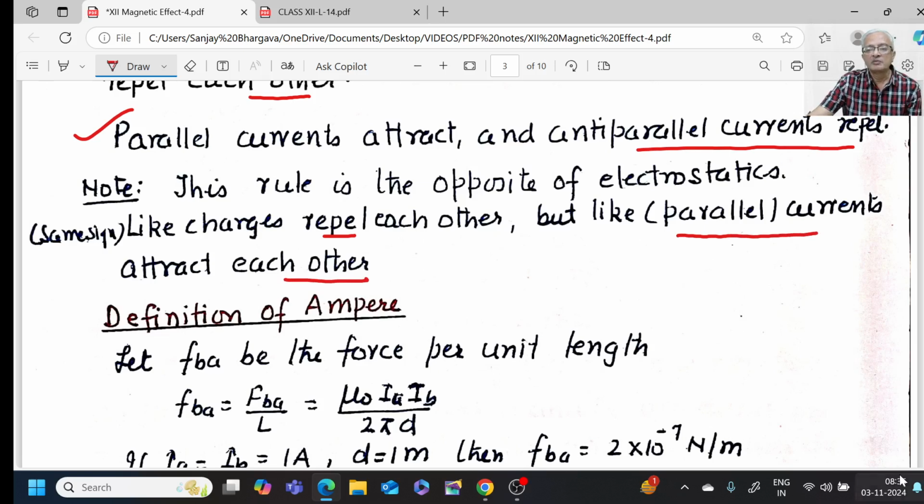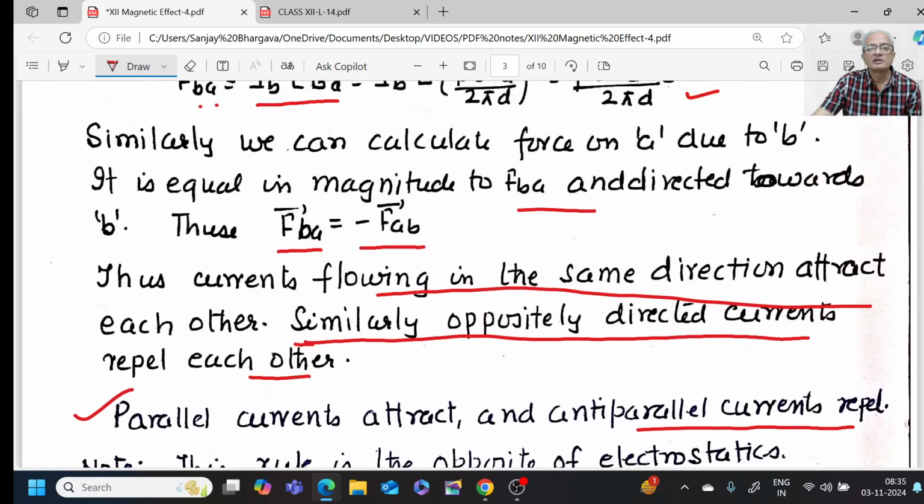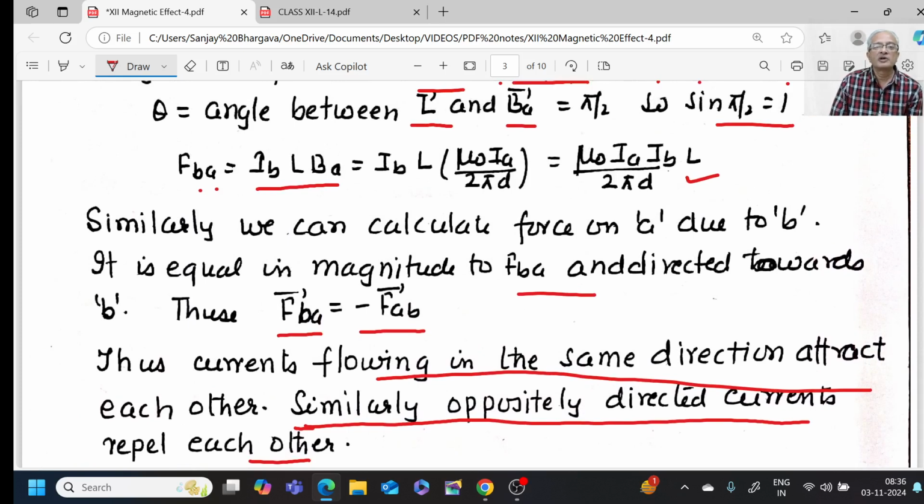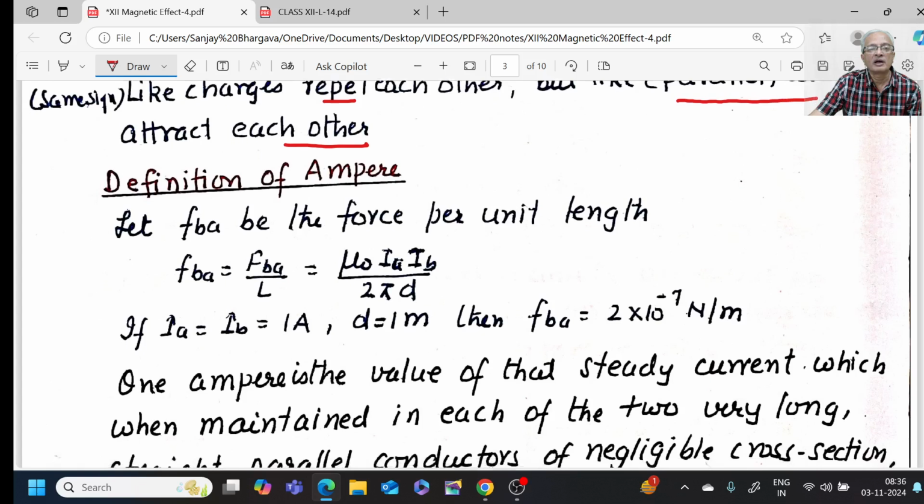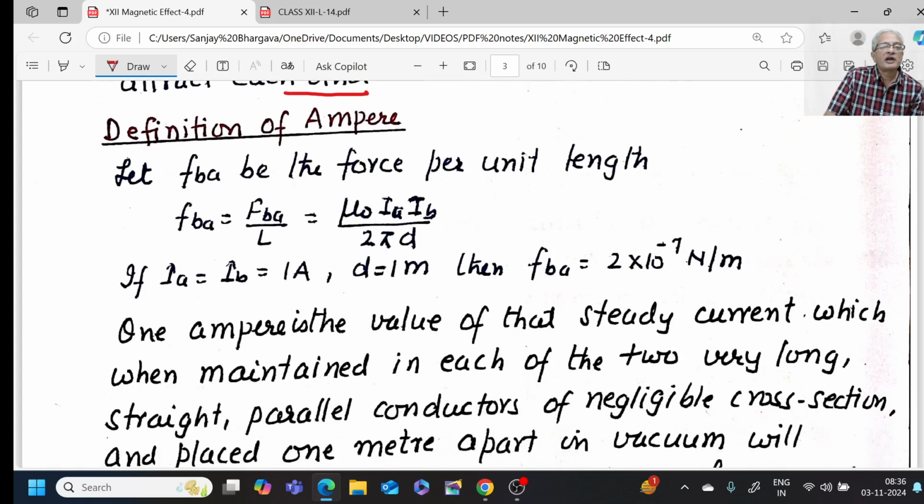This equation can be utilized to define a standard ampere. That means I am talking about the equation force FBA is equal to mu 0 IA IB L upon 2 pi d. This equation would be utilized to define 1 ampere of a current. Let the force FBA be the force per unit length, and it would be mu 0 IA IB upon 2 pi d. Let IA and IB be equal to 1 ampere, d is equal to 1 meter, then FBA is 2 into 10 raised to power minus 7 Newton per meter.